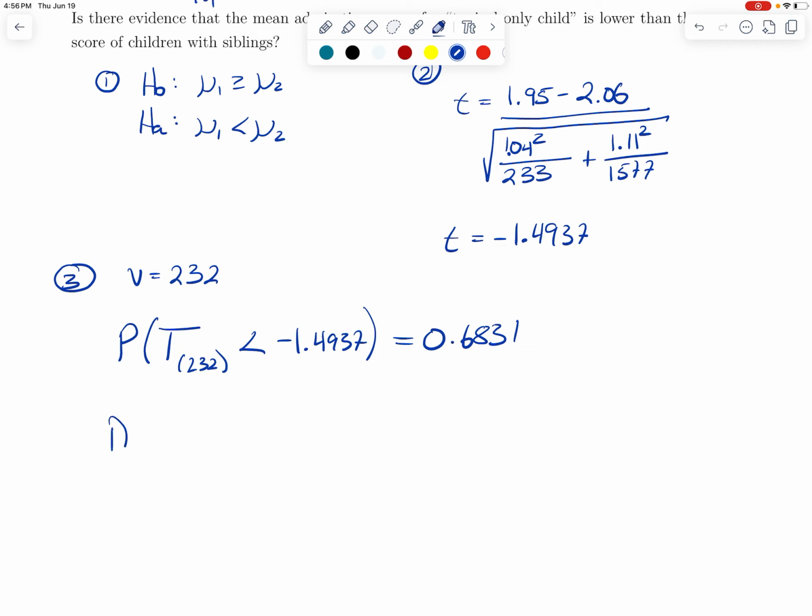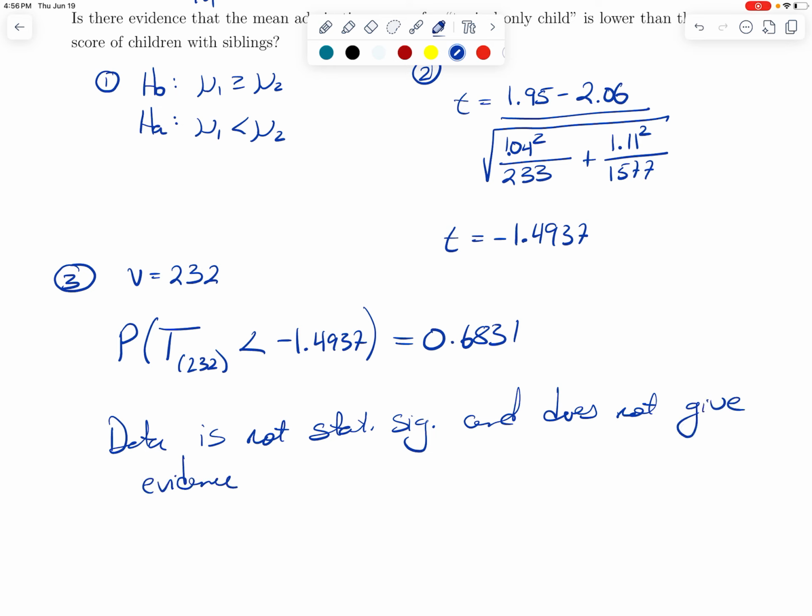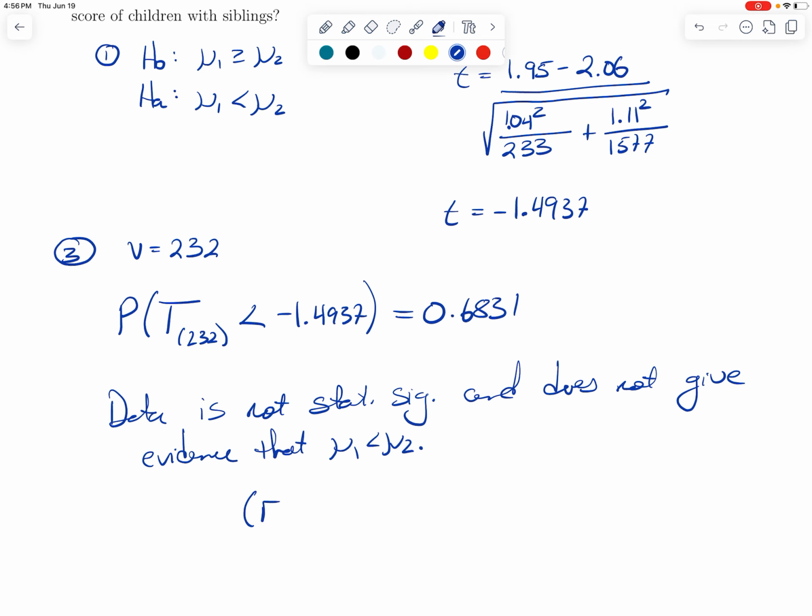And so we would conclude here that the data is not statistically significant, and it does not give evidence that mu1 is actually less than mu2. Or if you want to use the classical language, you would say here that we fail to reject the null hypothesis. And there you have it.